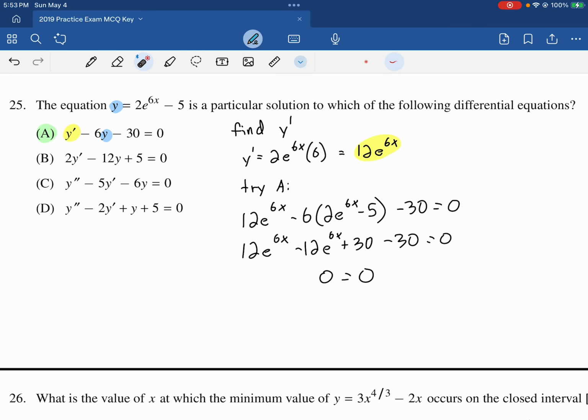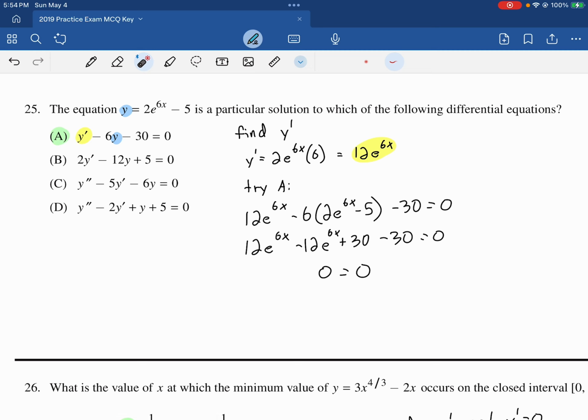25. The equation y equals 2e to the 6x minus 5 is a particular solution to which of the following differential equations? You want to find the first derivative and possibly the second. If I can avoid finding the second for time purposes, I will.